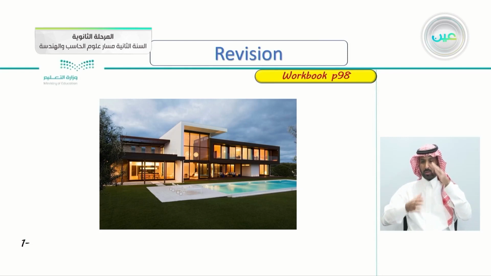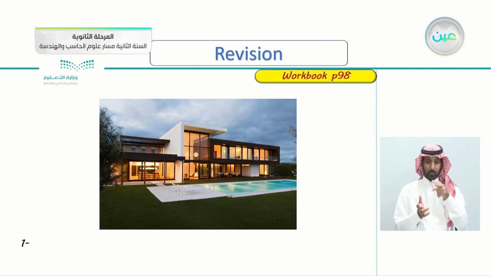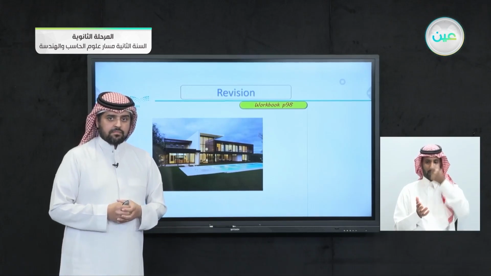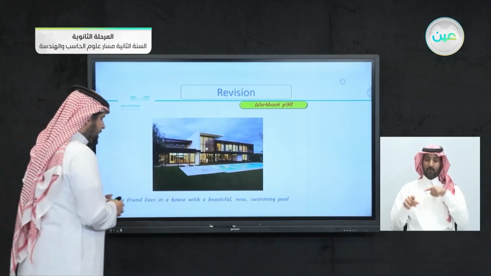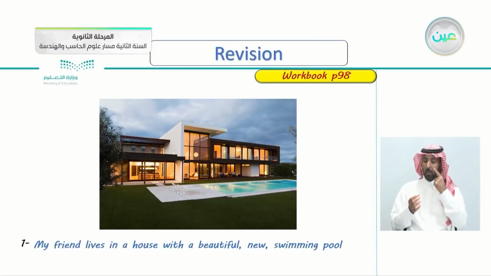Can you describe something in the picture using either 2 or 3 adjectives as you like, but always pay attention to the correct order of the adjectives. Try to come up with any sentence using 2 or 3 adjectives in the correct order. Let's see what I have written here. My friend lives in a house with a beautiful new swimming pool. So my friend lives in a house with a beautiful new swimming pool.